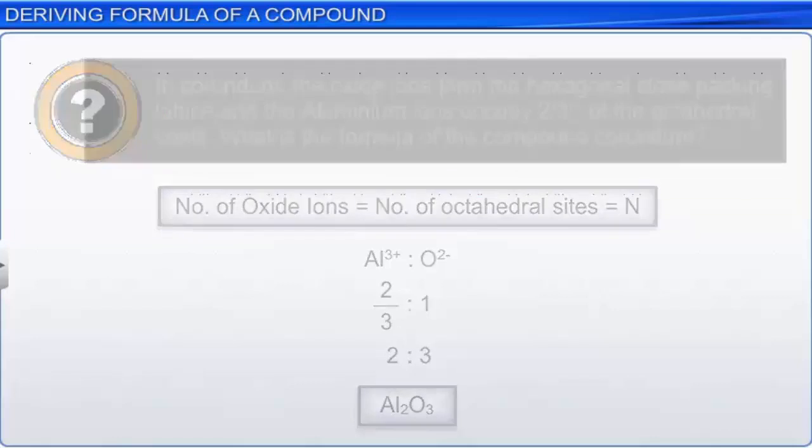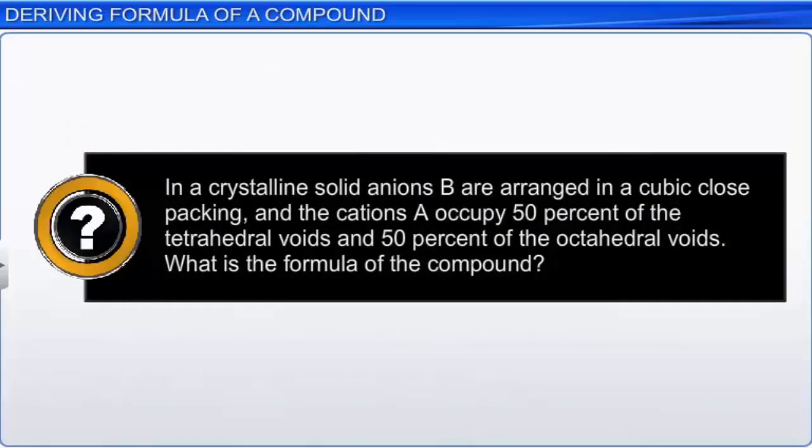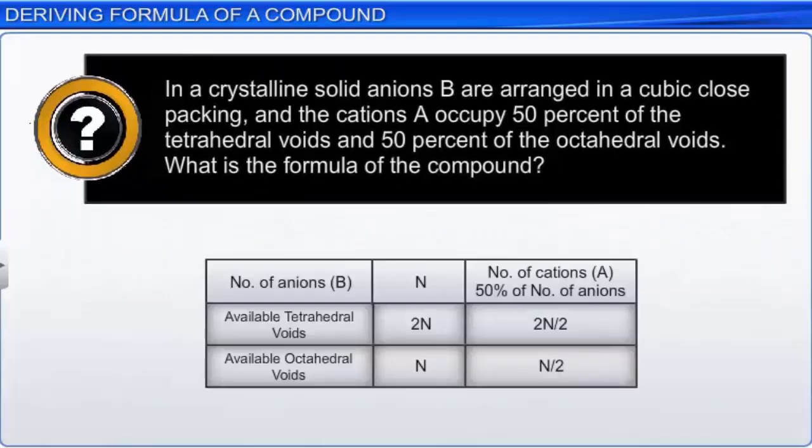Let us solve one more problem. In a crystalline solid, anions B are arranged in a cubic close packing, and the cations A occupy 50% of the tetrahedral voids and 50% of the octahedral voids. What is the formula of the compound? Now, anions B are arranged in cubic close packing. If N is the number of anions B, then the number of available tetrahedral voids is equal to 2N, and the number of available octahedral voids is N.